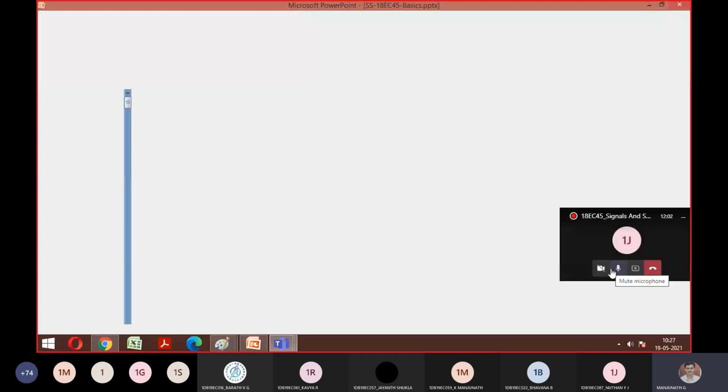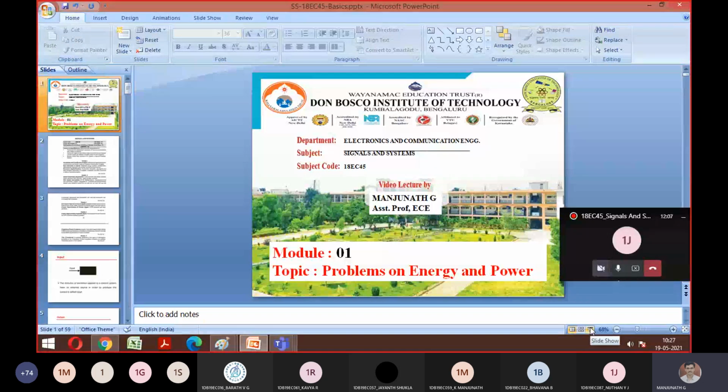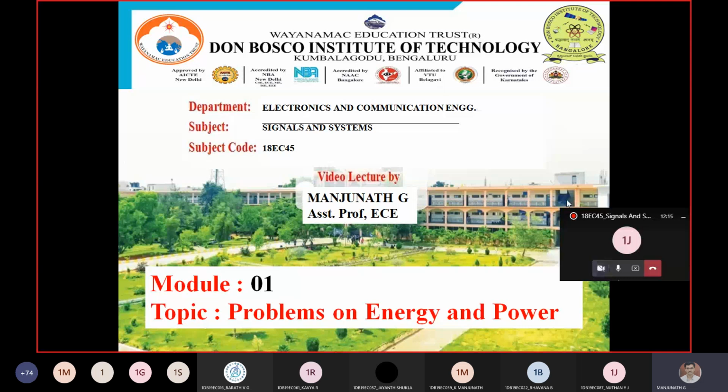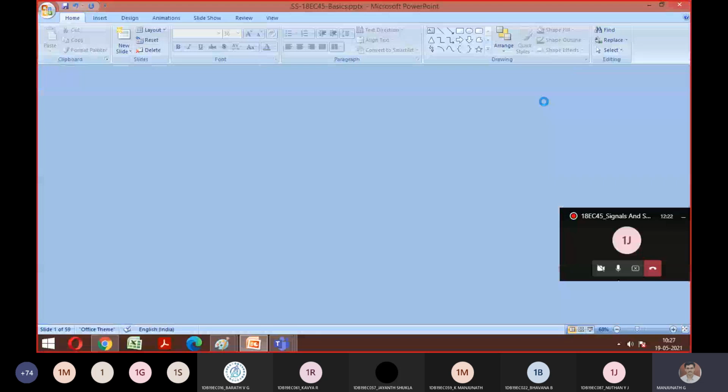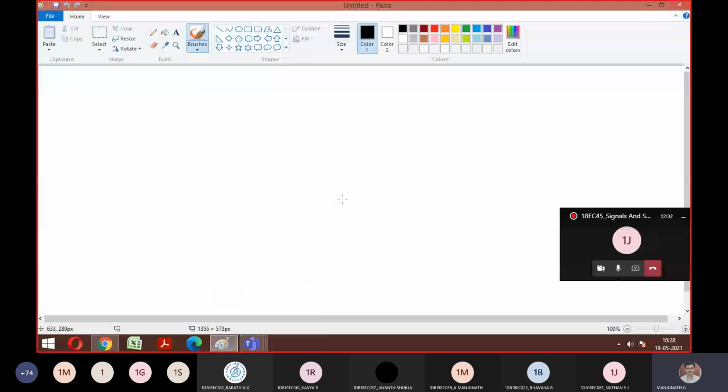How many problems are over on energy and power? Three, sir. Okay. I think everyone understood the last problem, right? Did anyone have doubts with the last problem that you solved? If it is a cosine function or sine function, straight away you can tell it is periodic and you can go ahead with step number one to find the power.